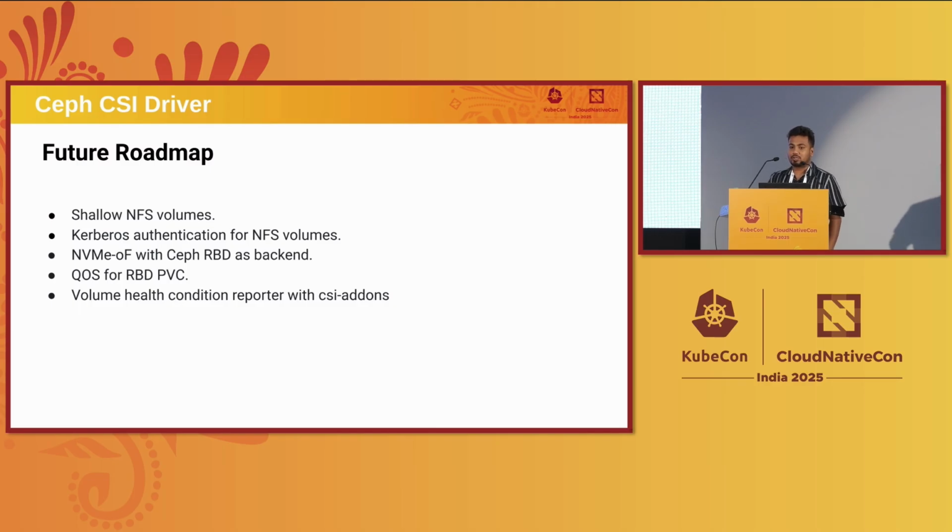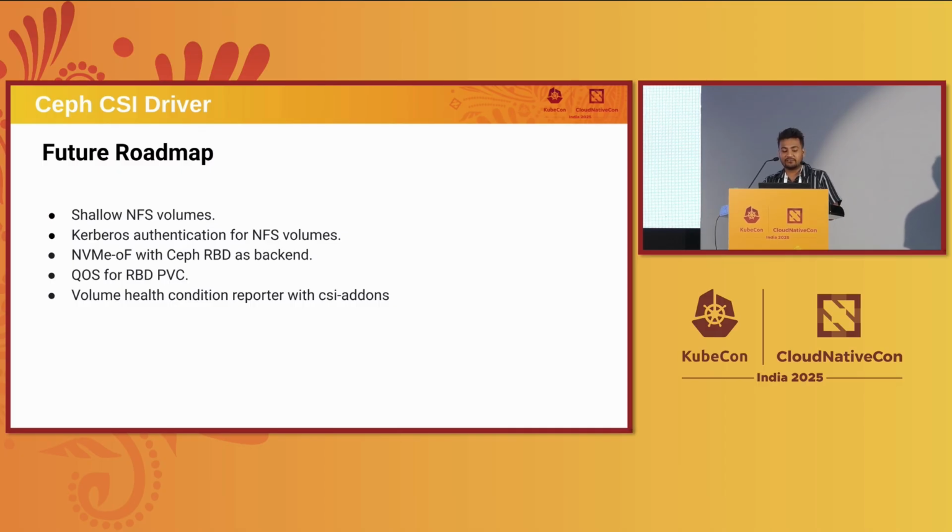Moving ahead to the future roadmap of Ceph CSI driver. There are a few features like shallow NFS volumes, Kerberos authentication for NFS volumes, NVMe-oF, and QoS that are already present at the Ceph level. But we have plans in upcoming releases to enable them in Ceph CSI, so that users who are using a Kubernetes cluster and using Rook to provide a Ceph cluster can use Ceph CSI to have those setups in their Kubernetes cluster, and the applications could use that.